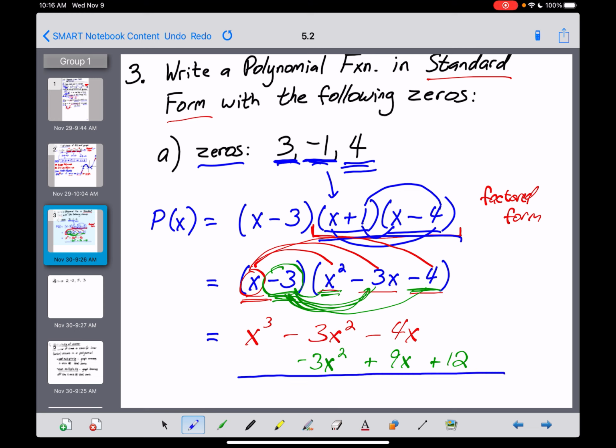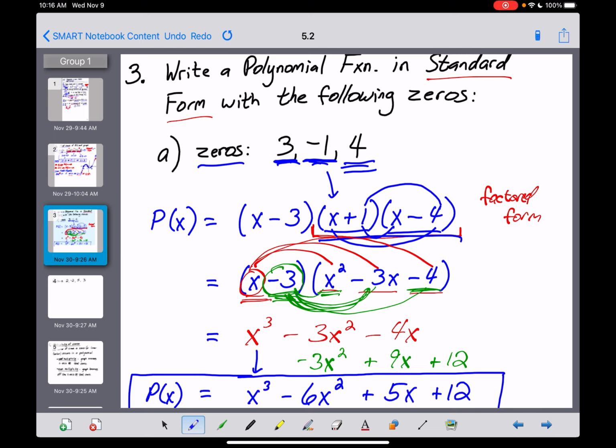And so now, guys, I think I can just barely cram our final answer in here. We have to combine like terms. There's nothing to combine with the x cubed, so that's just it. X cubed minus 3x squared is a minus 6x squared. Negative 4x plus 9x is a plus 5x, and that plus 12 just goes along for the ride. So that right there, guys, is going to be our answer here, doing what they asked us to do, writing a polynomial function in standard form with those following zeros.